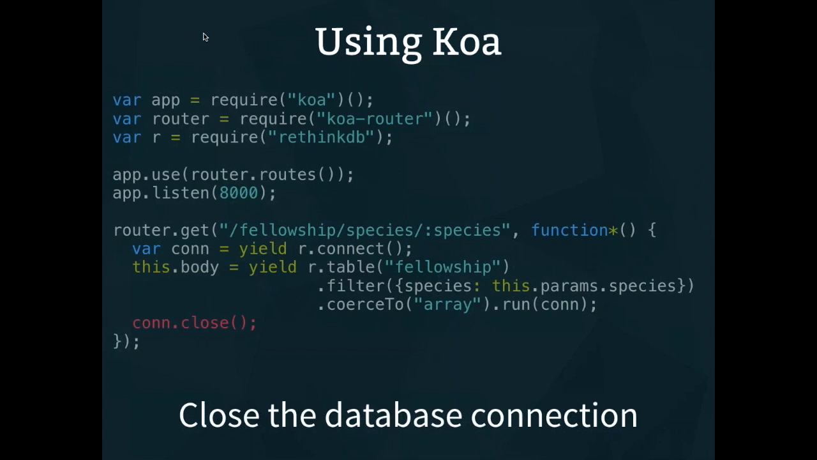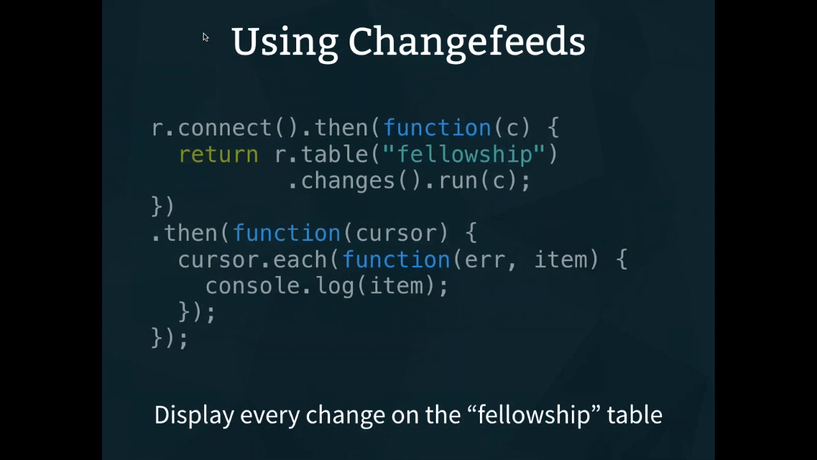So doing this kind of request response thing is very straightforward with RethinkDB, but obviously the thing that's exciting is change feeds, being able to perform a query and get real-time updates and broadcast those updates to the front end. So just to show you what a change feed looks like in Node, what we're doing here is taking the fellowship table, looking for all of the changes, and then whenever a change emerges on that cursor, we're just going to display it at the console.